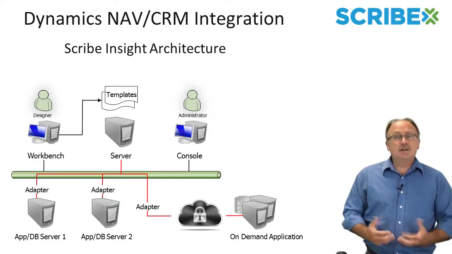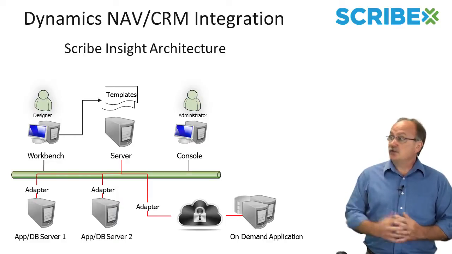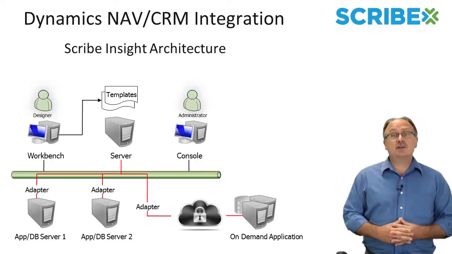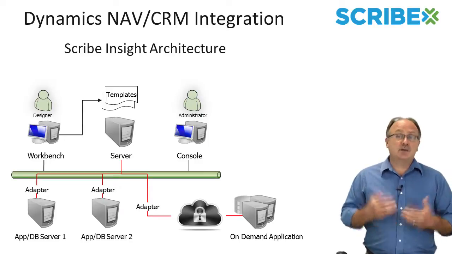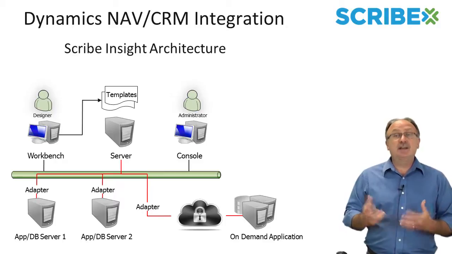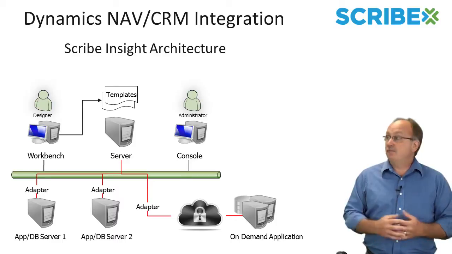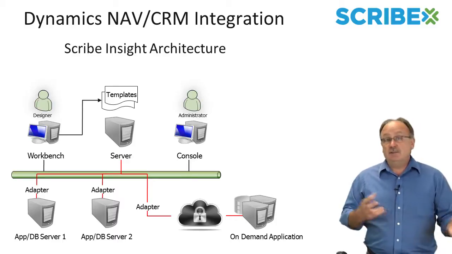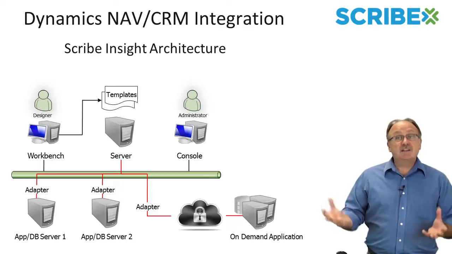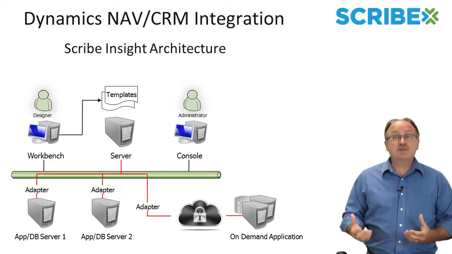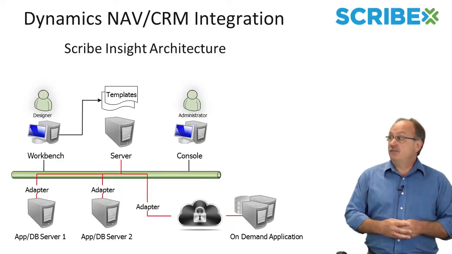Now, when you install the Scribe Insight platform, you get two components. You get the workbench, which is to the left of the server, as well as the Scribe console, which is to the right of the server. The workbench is basically where the designer would create the data maps that would dictate how data is going to flow between point A and point B. That designer builds out that migration or that data map, can test it, can add transformation functions to condition that data as that data would move into the target application.